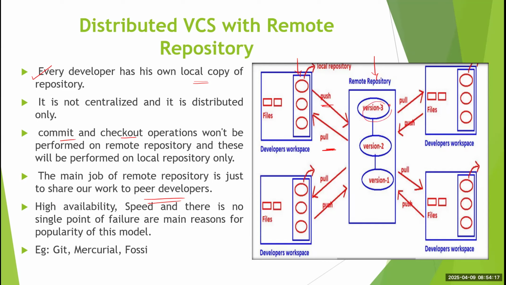So whatever tasks you do, everything you can maintain and everybody is able to access. High availability, speed, and there is no single point of failure, because now the files are available on the local machine and also in a centralized repository. Are you getting my point? So that's the reason this approach, the distributed remote version control system, is very, very popular.